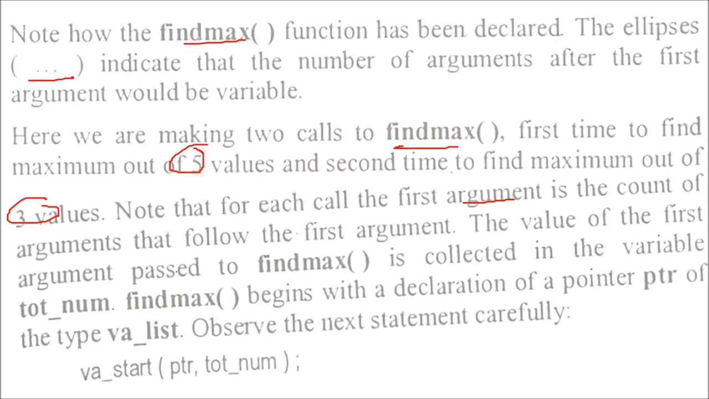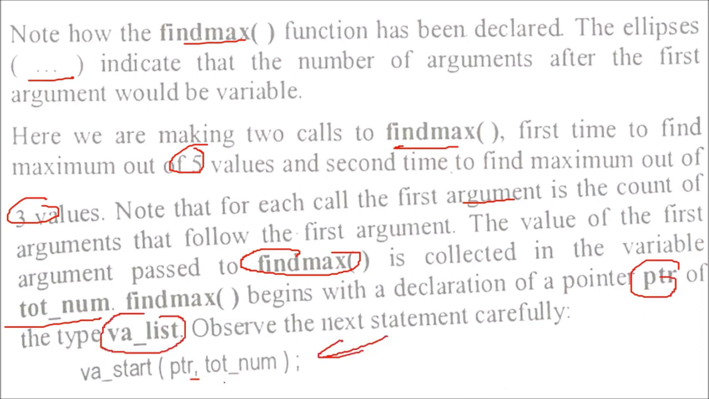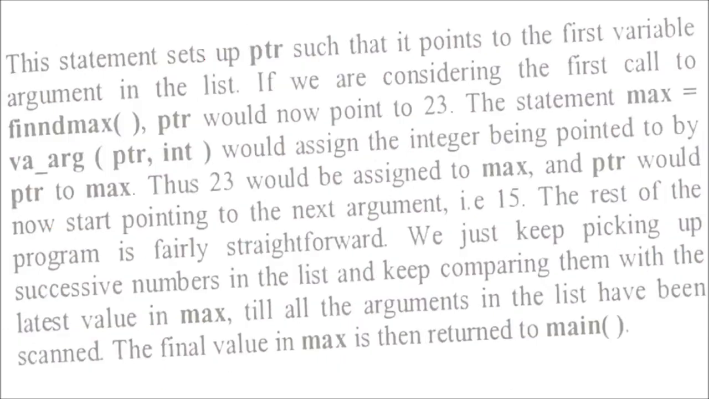The value of the first argument passed to find max is now collected in the variable total number, and find max begins with the declaration of the pointer PTR of type VA list. This is the statement VA start PTR comma total number. This statement sets up PTR so that it points to the first variable argument in the list. We are also considering the first call to find max.